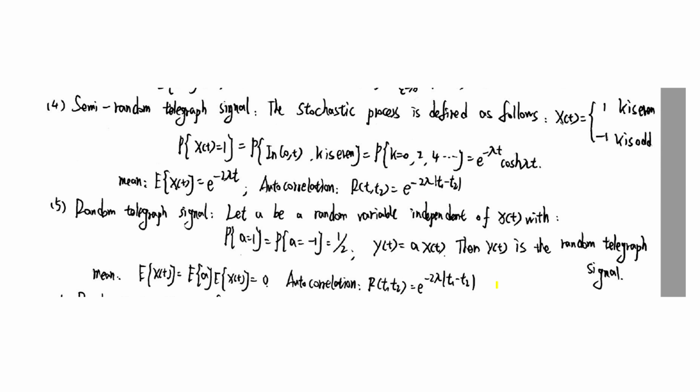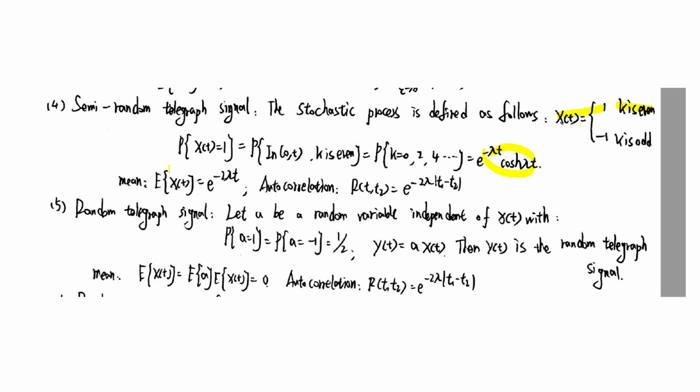The fourth one is the semi-random telegraph signal. This stochastic process is defined as follows: Xt equals 1 when k is an even number, and Xt equals minus 1 when k is odd. The probability of Xt equal to 1 is the probability that k is even in the interval between 0 and t. The semi-random telegraph signal is also based on the Poisson process. So in order to calculate the probability of this circumstance, we can just add the probabilities of the different circumstances when k is even. So the probability of Xt equal to 1 is equal to this.